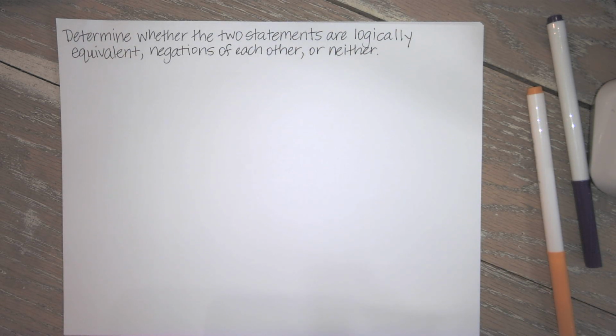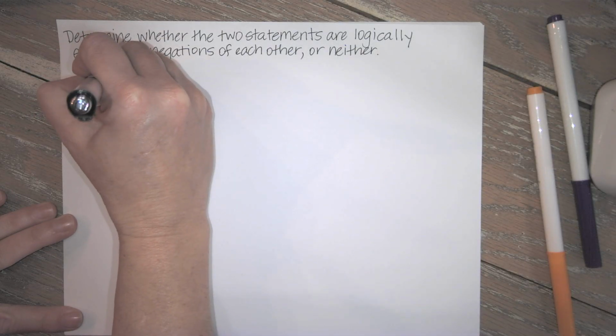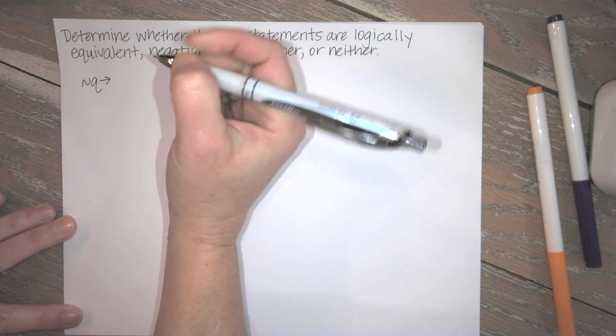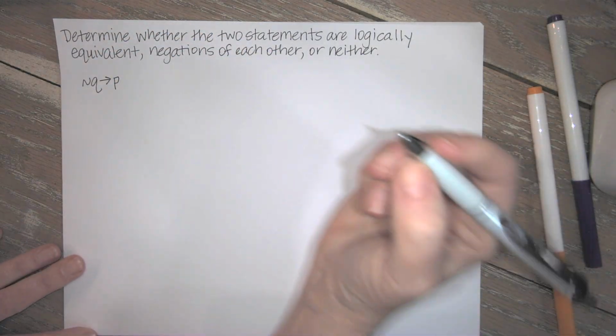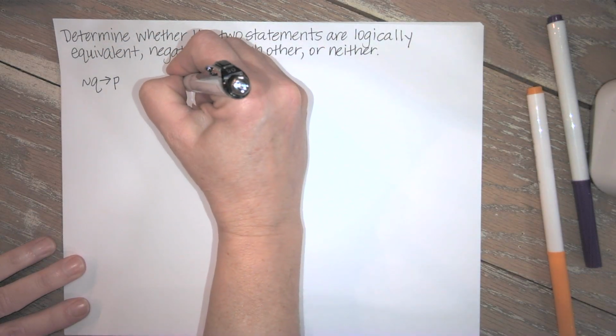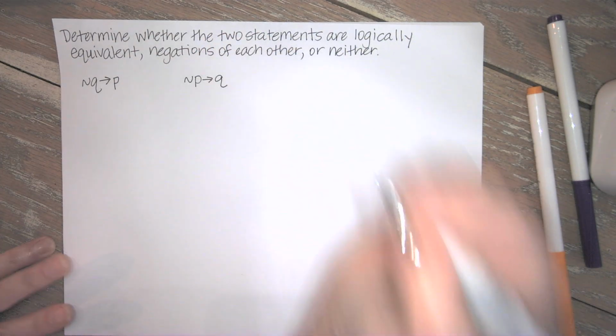In this video, I'm going to show you how to determine whether two statements are logically equivalent to each other, negations of each other, or neither, using truth tables. So I'm going to give you two statements. In this first one, we're going to do if not Q, then P as one of our statements, and if not P, then Q as our other statement.